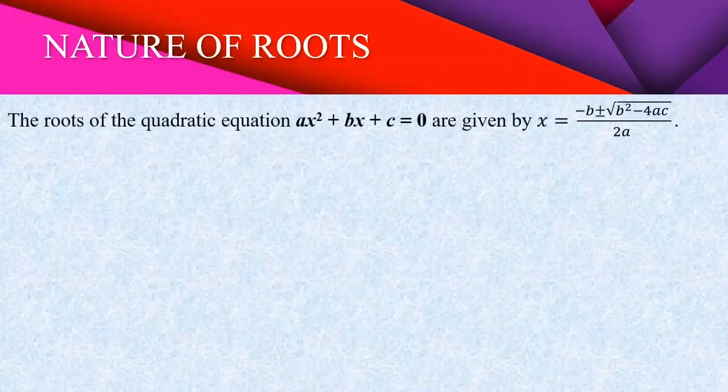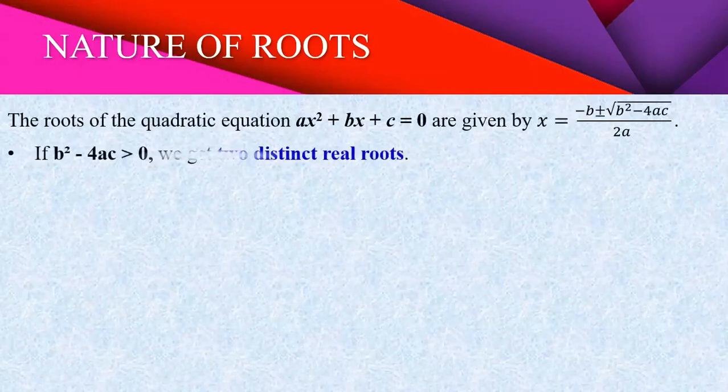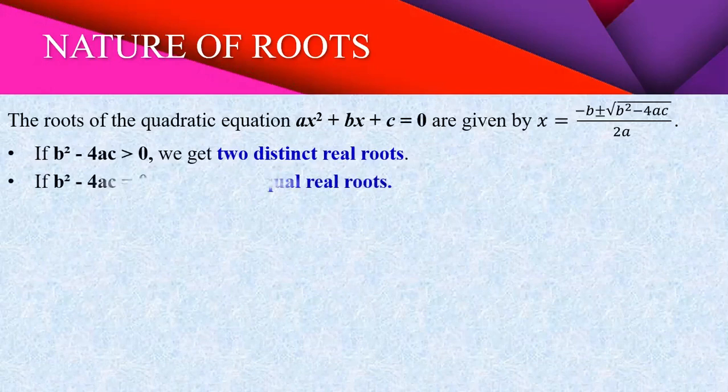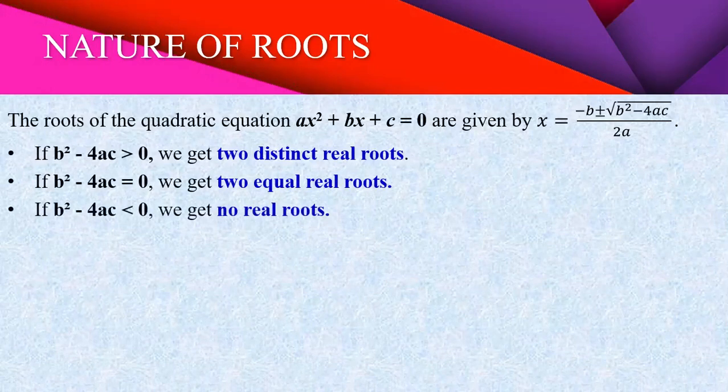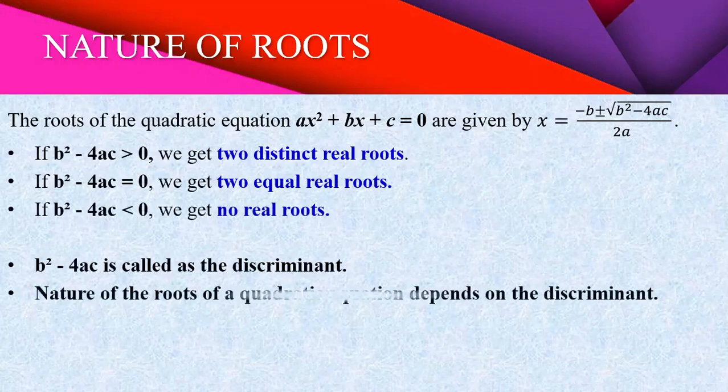Now we will try to understand the meaning of nature of roots of a quadratic equation. The roots of the quadratic equation ax square plus bx plus c equal to 0 can be obtained using the quadratic formula. That's what we have seen in the previous slide. So what is the quadratic formula? Minus b plus or minus root of b square minus 4ac by 2a.